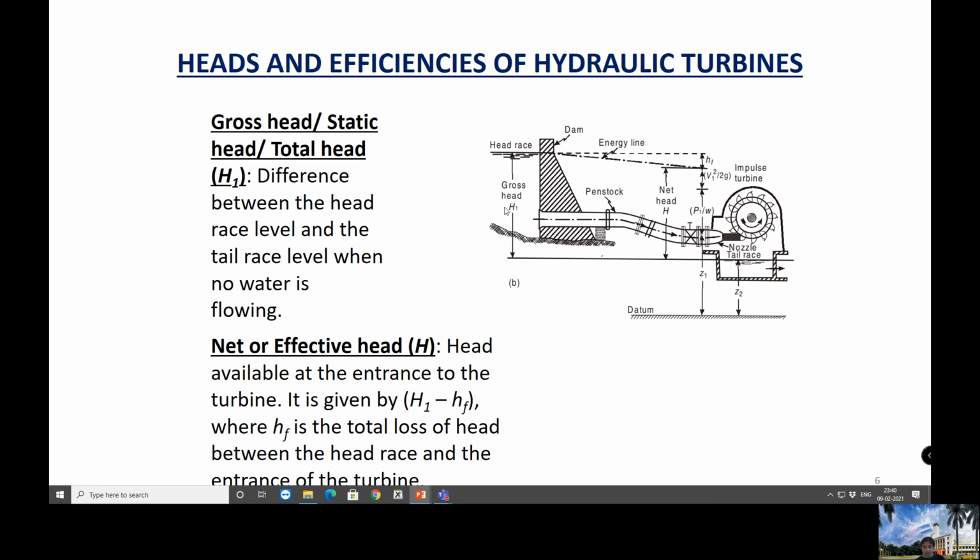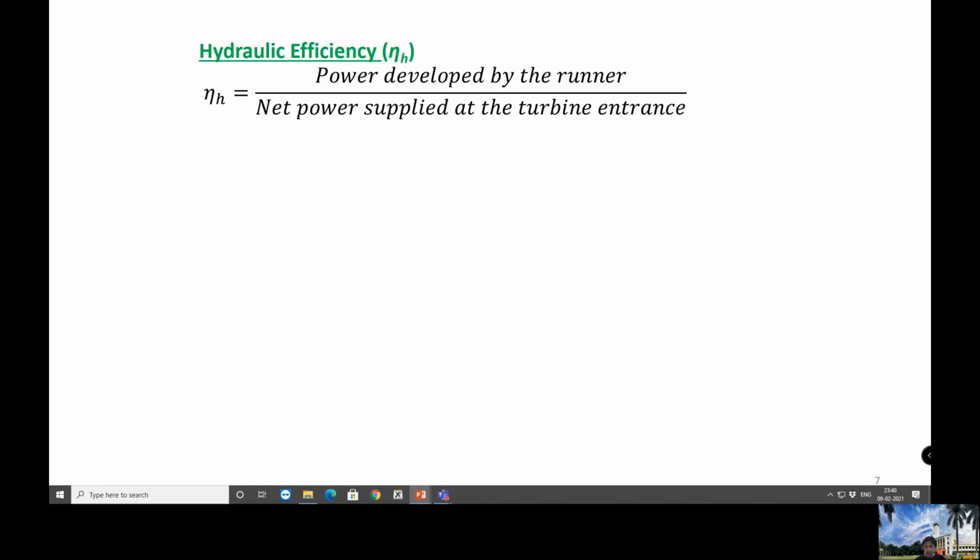It is given by H1 minus HF, where HF is the total loss of head between the head race and the entrance of the turbine. This loss happens due to friction. This is one of the reasons why there's a reduction in head from the gross head.